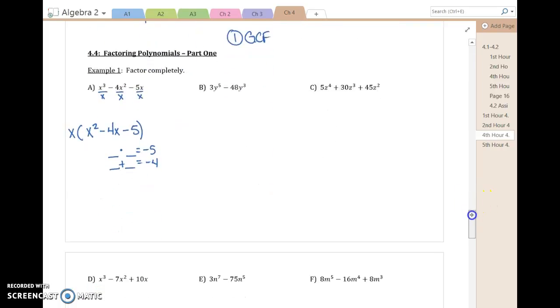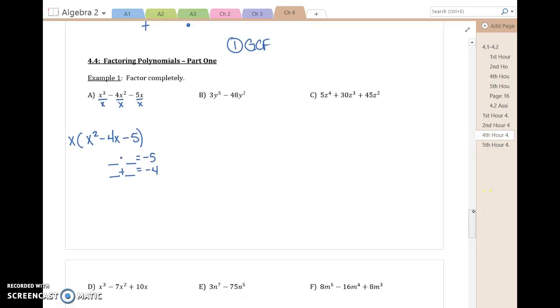Okay, back to our problem. What numbers multiply to give us negative 5 and add up to negative 4? 1 and negative 5. So the factored form, don't forget about that x in front that we already factored out. X plus 1, x minus 5. When you have all plain ordinary x's in the parentheses, you have fully factored it. It is done.